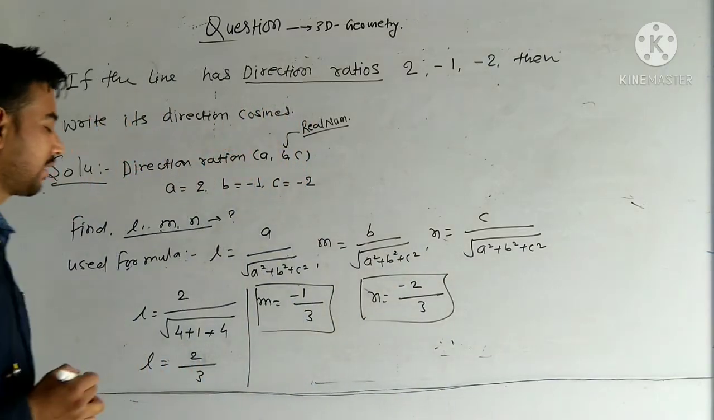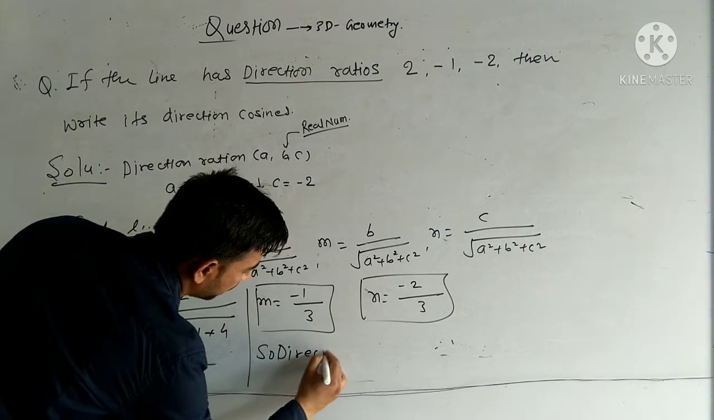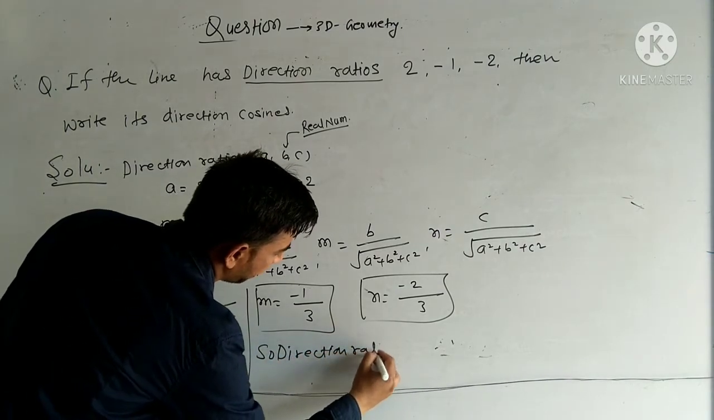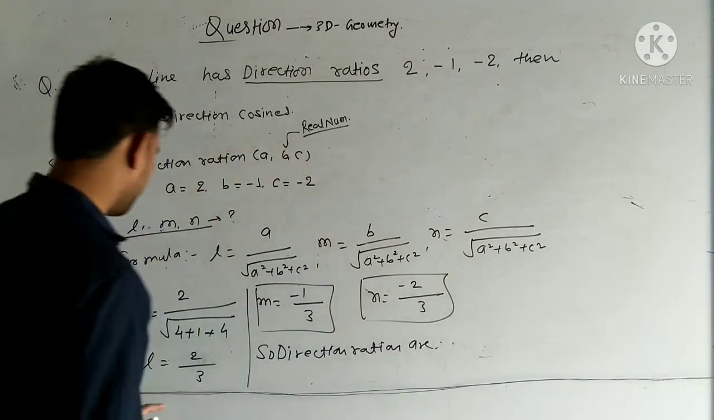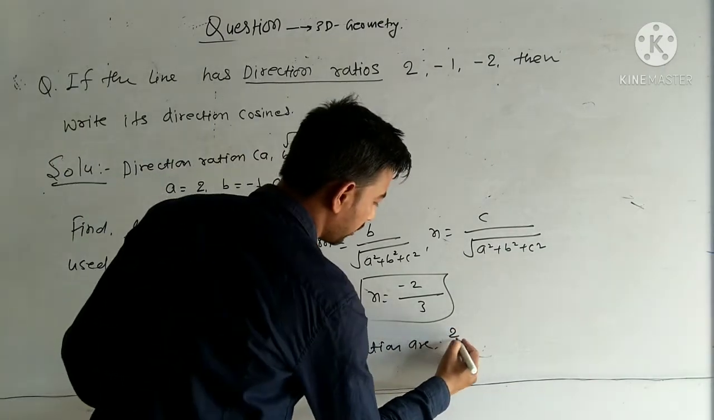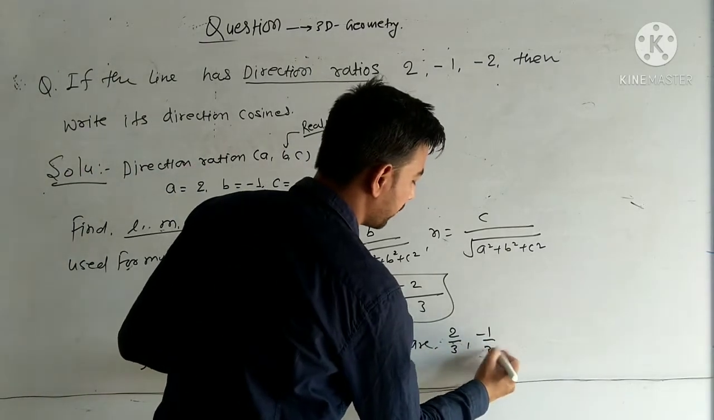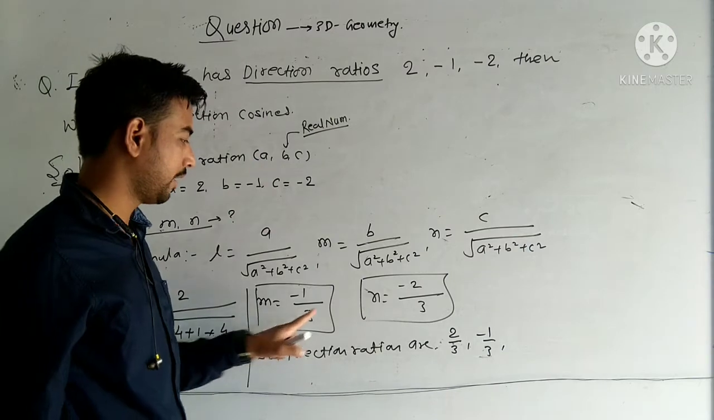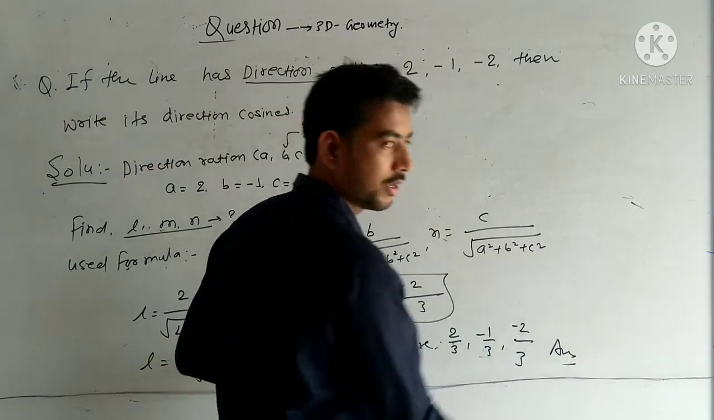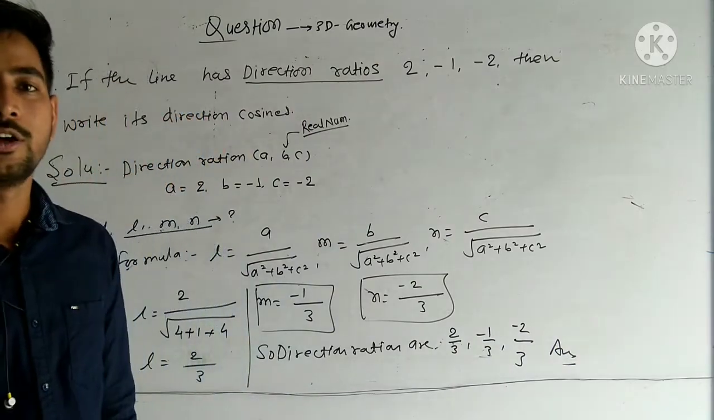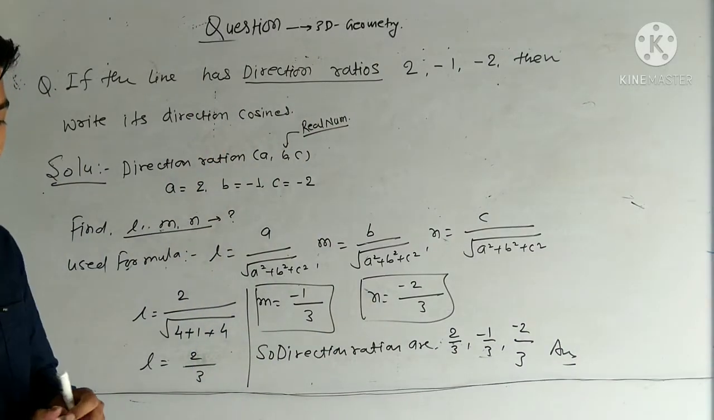So direction relations are L, M, N. First we have to write L 2 by 3, then M -1 by 3, then N -2 by 3. So this one is your answer of the question. Okay, no problem. Like these questions you can solve.